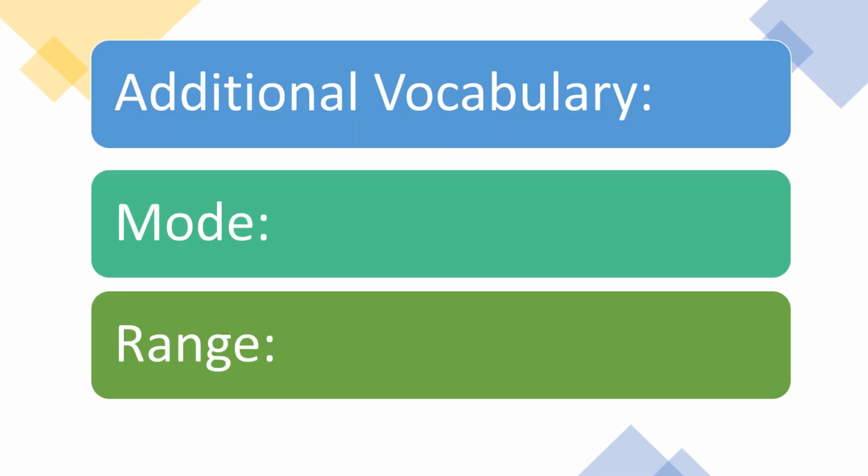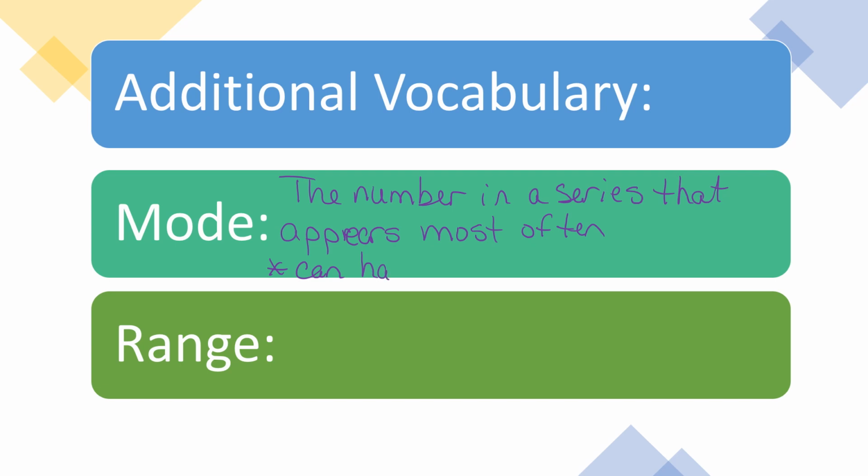Now, some additional vocabulary that you were not expecting to do is mode and range. You will see these come up occasionally. You should remember this from previous grades, but the mode is the number in a series that appears the most often, or most frequently. Do realize there can be more than one mode.